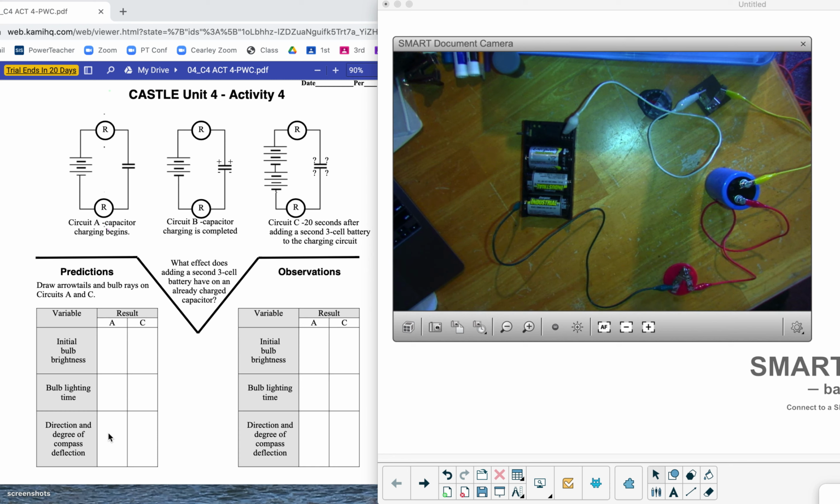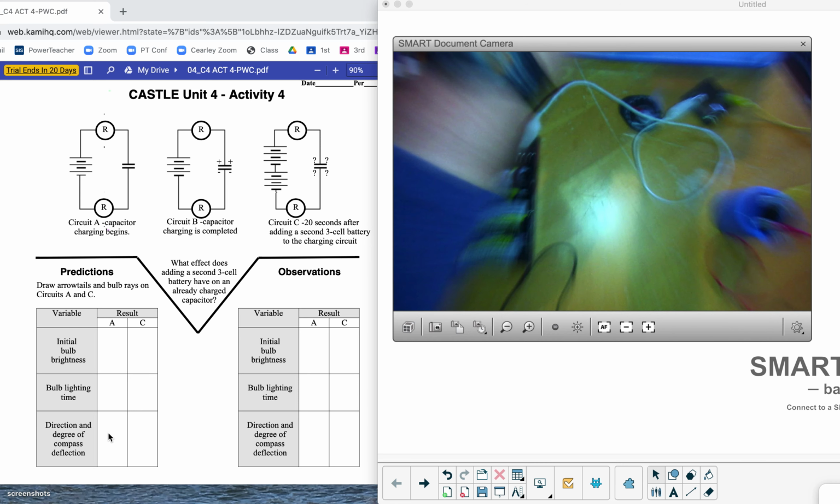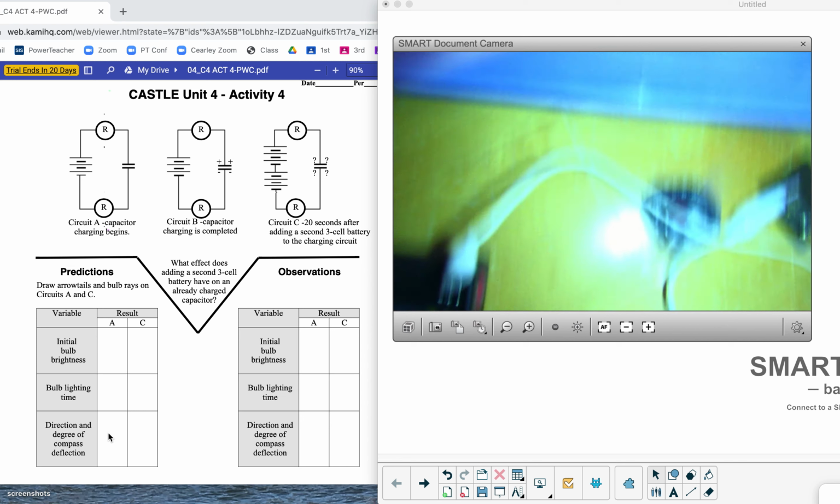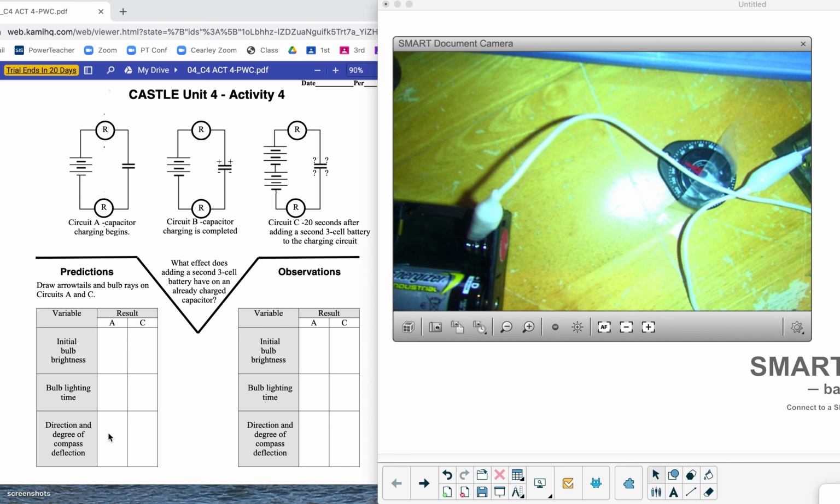And then we just saw bulb brightness and lighting time. And if you check out the compass deflection over there, we can check it one more time if you like. We can look at the magnitude of compass deflection when that deflects. And checking it out, and focus that in a little bit, and go. And it looks like it's about 20-degree clockwise compass deflection.